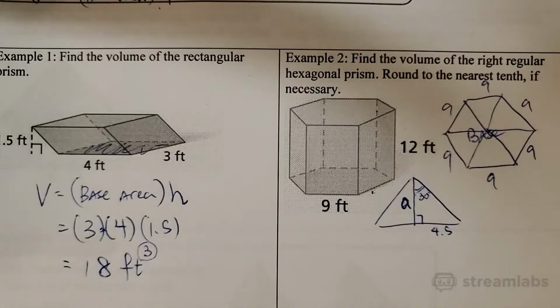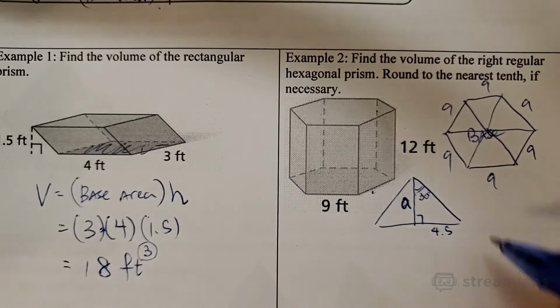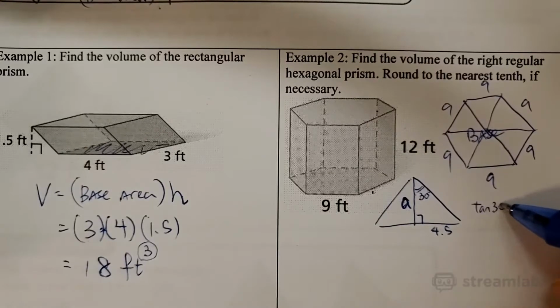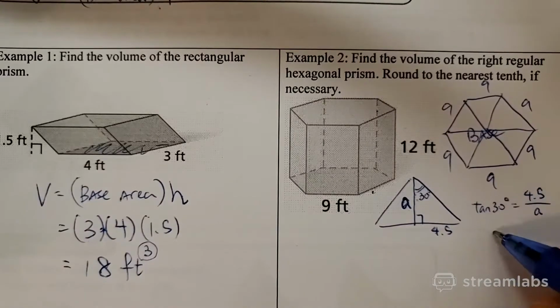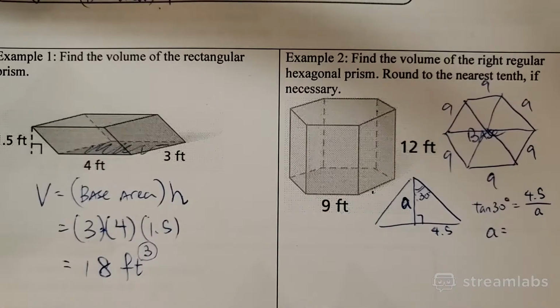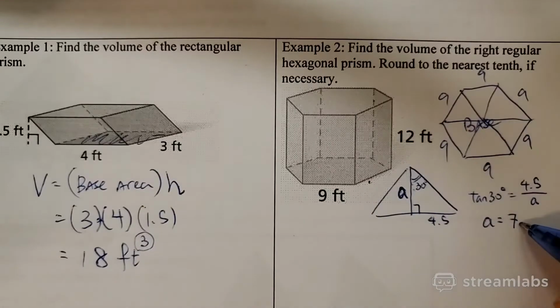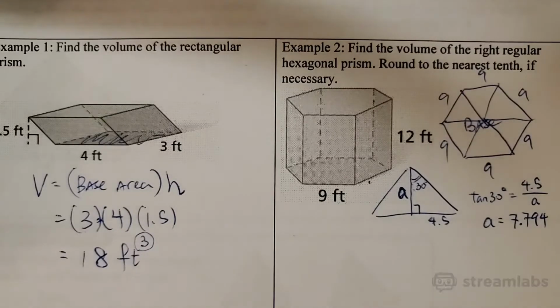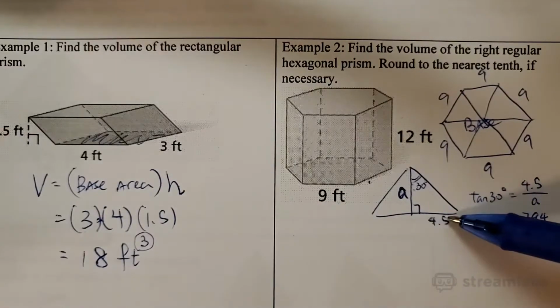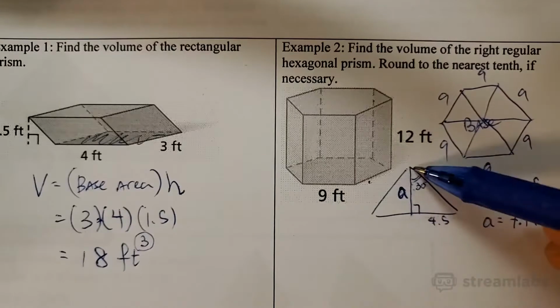Right? And then we set it up like tangent 30 degrees, right? Opposite over adjacent. Okay? So A, solve for A. Turns out it is what? What do you get A for? Apothem. It's 4.5 times root 3, so it's 7.794.